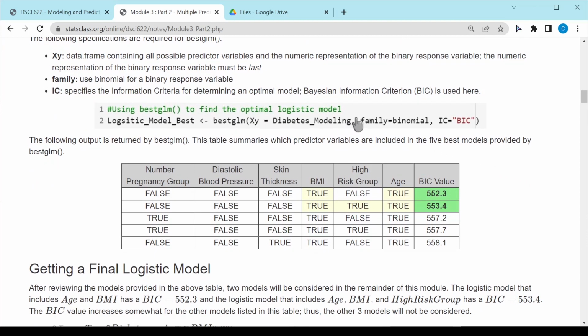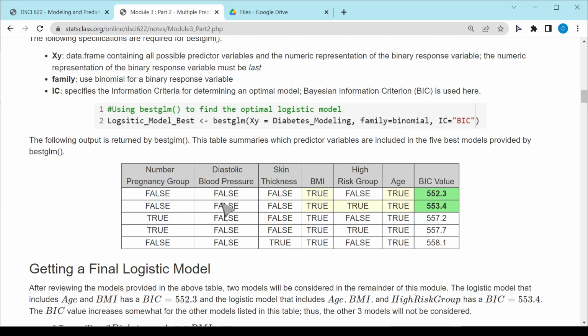When you run this code in Google Colab, one of the things you get is a table that is returned. This contains all of the potential predictor variables. They're either true or false here. So the first row of this table is for the first model. BMI was in this model, I have that highlighted, and age was in that model. When I had BMI and age in this model, my BIC value was 552.3.